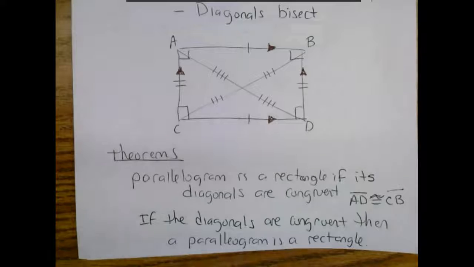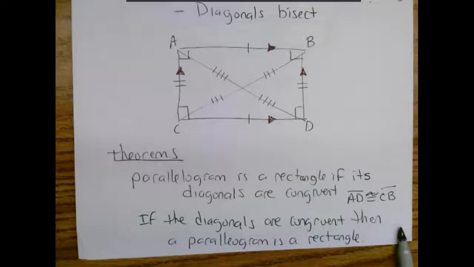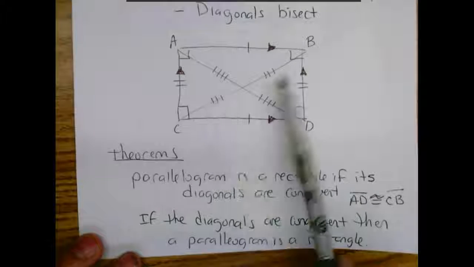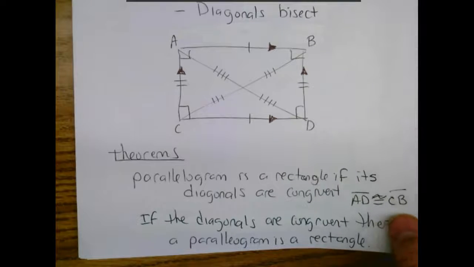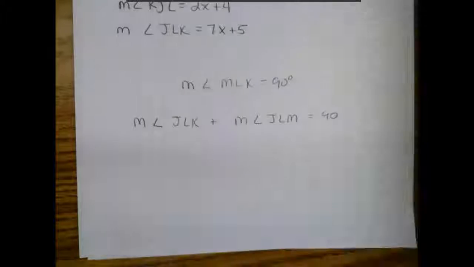But then we can go the other way, and really this is the converse. It says if diagonals are congruent, then a parallelogram is a rectangle. So if we don't know anything about this, but then we measure these and we see that they are the same or congruent, then we know we have a rectangle. So those are some of the rules that we need to remember.